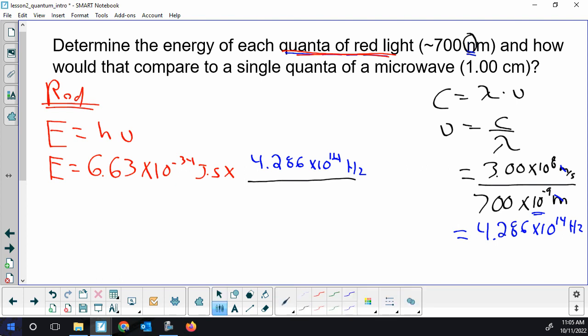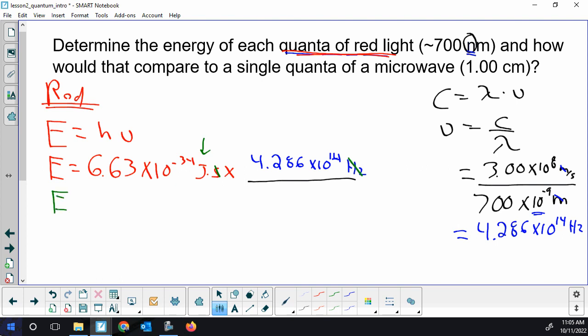Hertz is 1 over seconds, and there's seconds on the top. So seconds and 1 over seconds will cancel. Okay? This is where you may want to not use hertz, but use 1 over s. All that's left for units is joules.